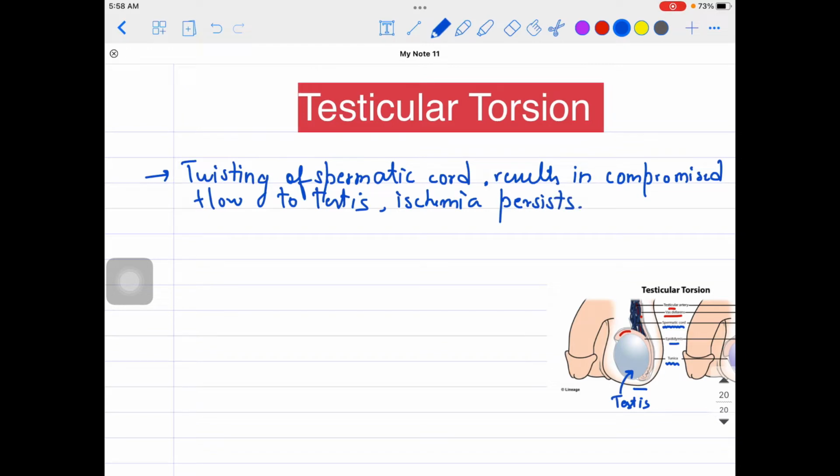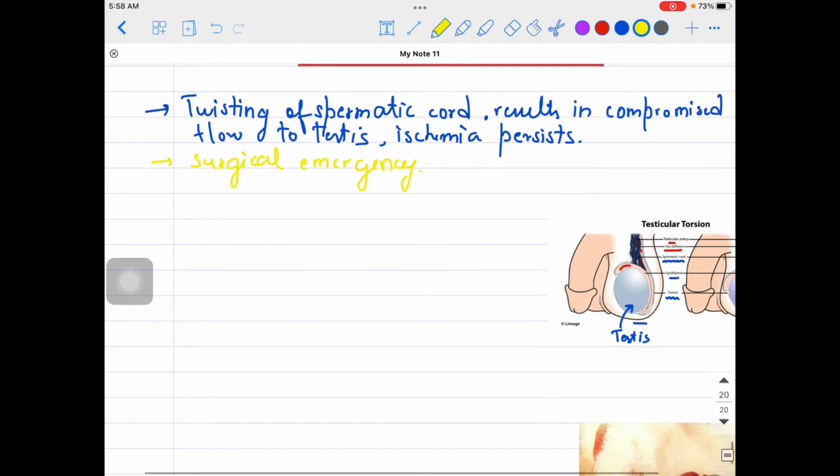Now this is actually a surgical emergency. Be very clear, this is a surgical emergency. Here the person needs to go to the surgeon, and they will do surgical exploration of the testis and the scrotum. So this is basically a surgical emergency. I will talk about that. So this is the case of testicular torsion.